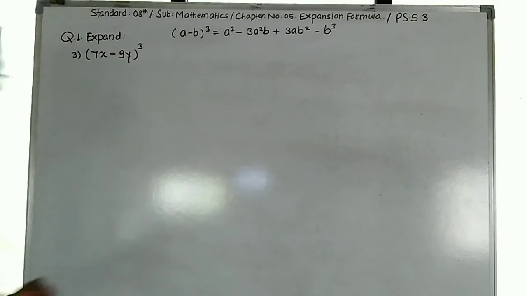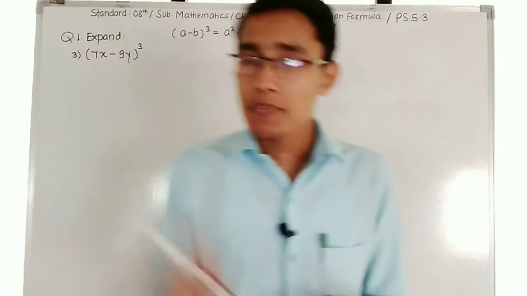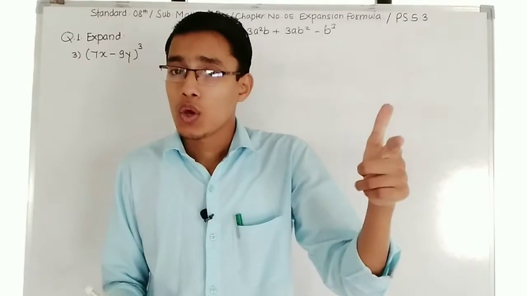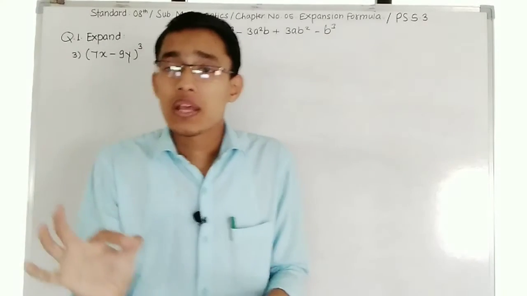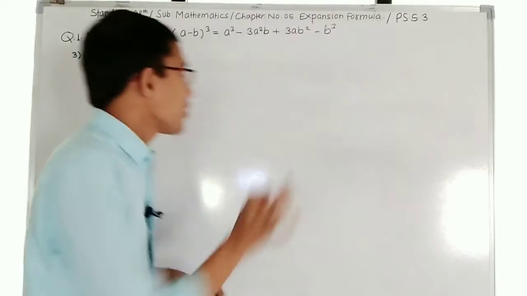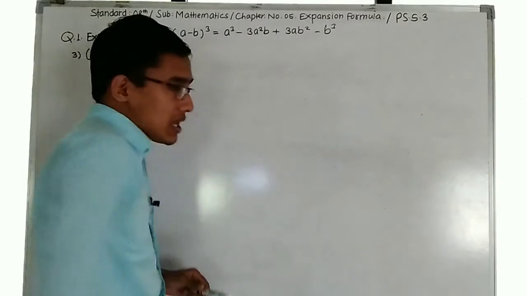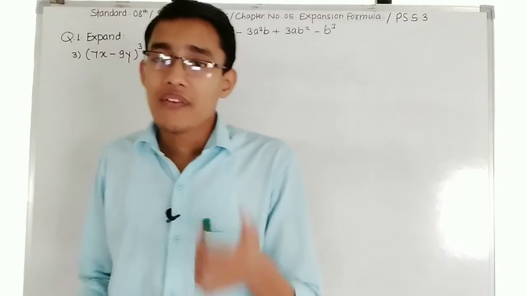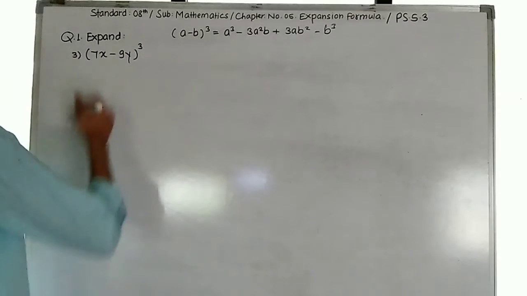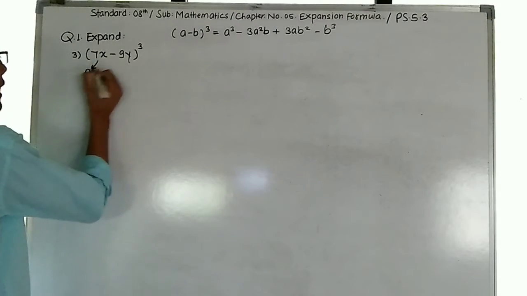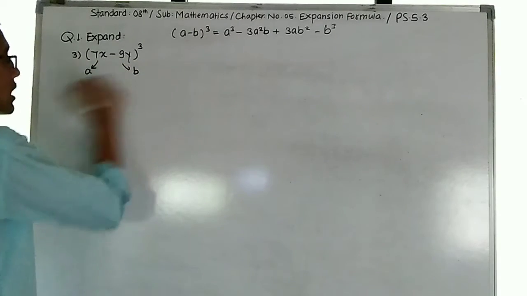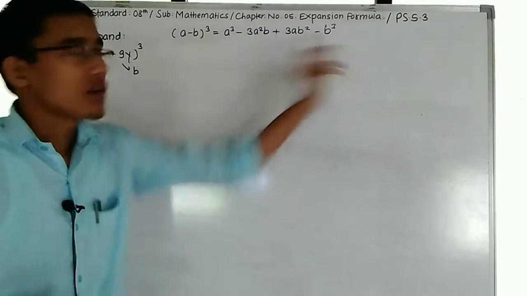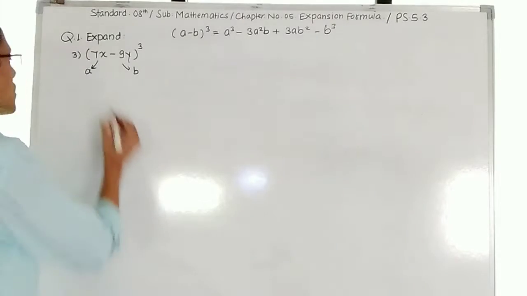What is the basic logic for solving any expansion of such type? We are going to identify our a and b, and simply we have to replace the places of a and b with our terms. So if I am taking 7x as my a, then 7x is going to be my a and 9y is going to be my b. So what I will do is just put down these values in the given formula. So let us start.